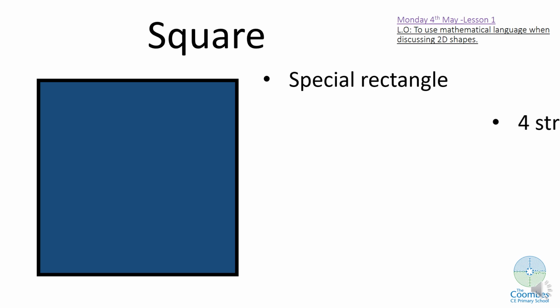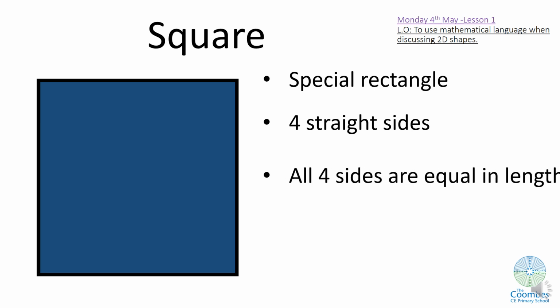So they have 4 straight sides, and all the 4 straight sides are the same in length. All the sides are the same length. They are all equal. They also have 4 vertices, and they also have 4 right angles. So squares are a type of rectangle, but they are special because all the sides on the square are equal. So sometimes we would say all the sides are the same.